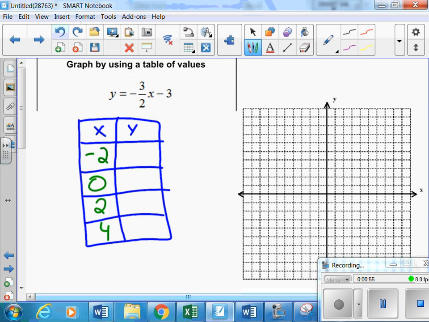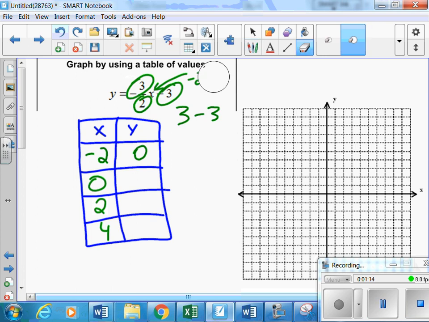When you plug it in, do the math with me. -2 times -3 is +6. 6 divided by 2 is +3. And then 3 minus the 3 that you have on the end is going to be 0. So that's your first point.